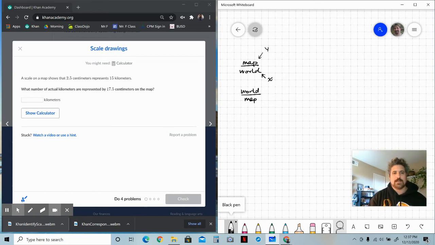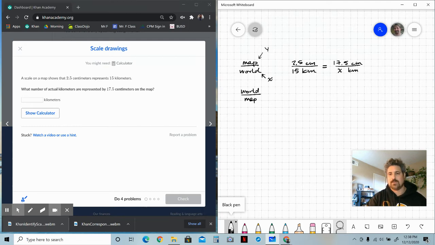It says a scale on a map shows that 2.5 centimeters represents 15 kilometers. So what that means is that 2.5 centimeters is equivalent to 15 kilometers. That's your ratio of map to world. It says what number of actual kilometers are represented by 17.5 centimeters on the map. So on the map, you have the numerator now being 17.5 centimeters. We don't know the distance in the real world, that's x kilometers. So you're just solving this proportion: 2.5 over 15 is the same as 17.5 over x.